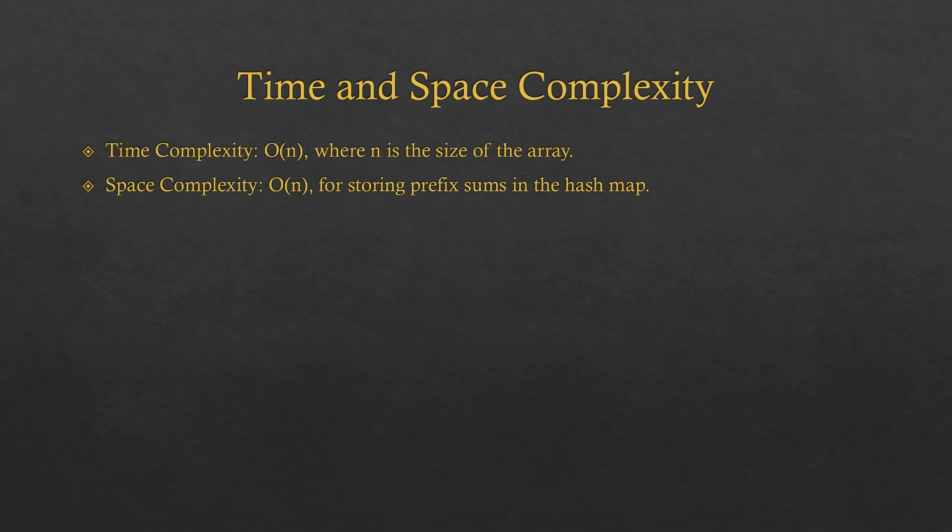Now let's analyze the time and space complexity of the algorithm. The time complexity is O(n), where n is the size of the array, since we only traverse the array once. The space complexity is O(n) because we store prefix sums in the hash map.